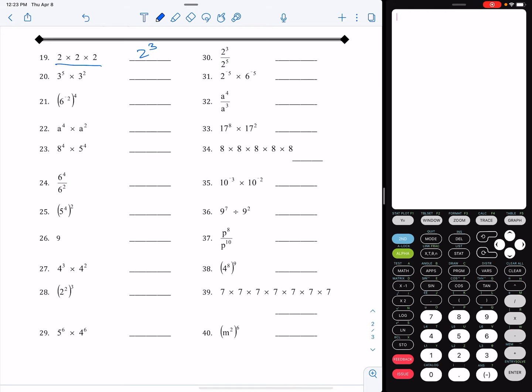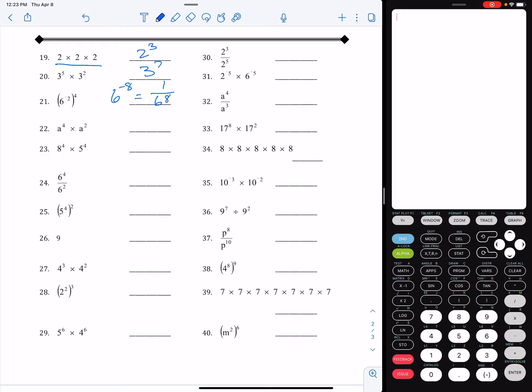You've got 3 2's, so 2 to the 3rd. Okay, on number 20, our bases are alike, so we add our exponents. So 3 to the 7th. Number 21, we have a base raised to an exponent raised to an exponent. So if you remember the property, you multiply the exponents together. So this becomes 6 to the negative 8, which will then turn into 1 over 6 to the 8, because I need it as a positive exponent.